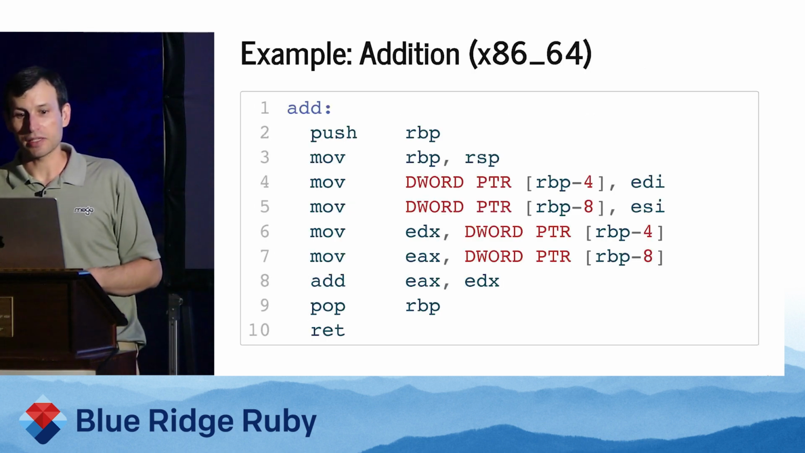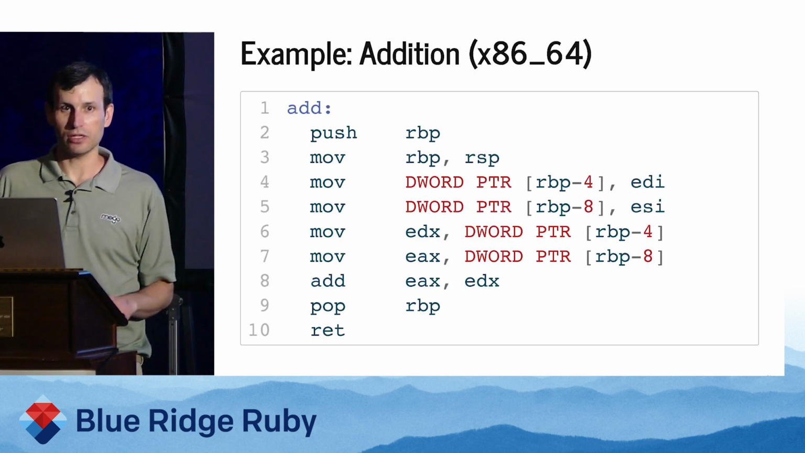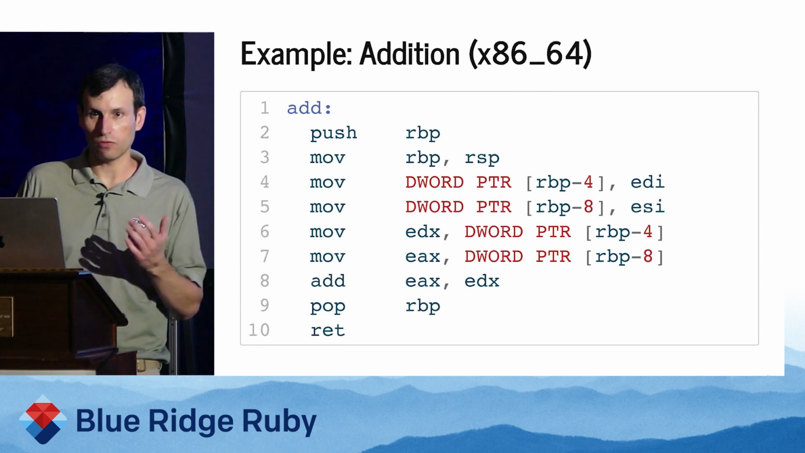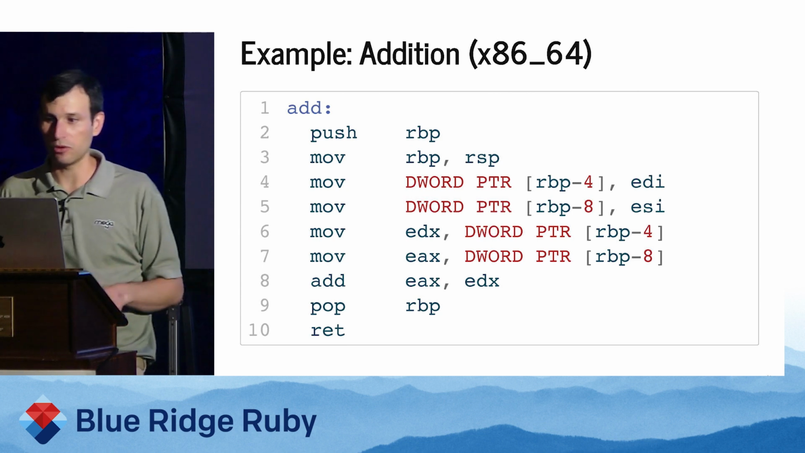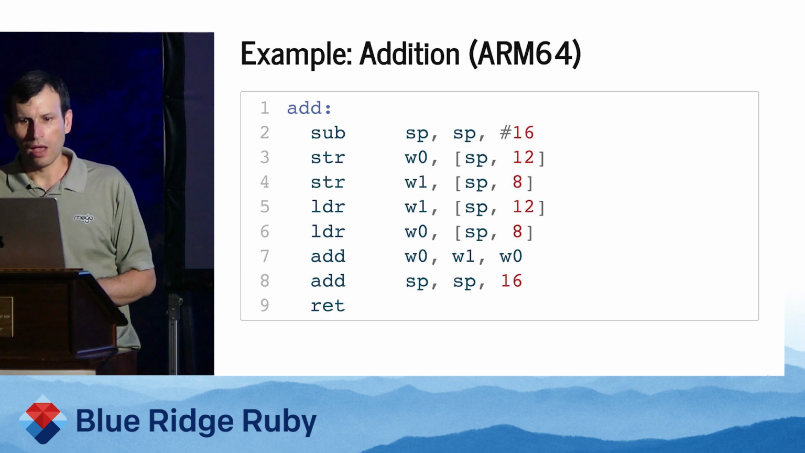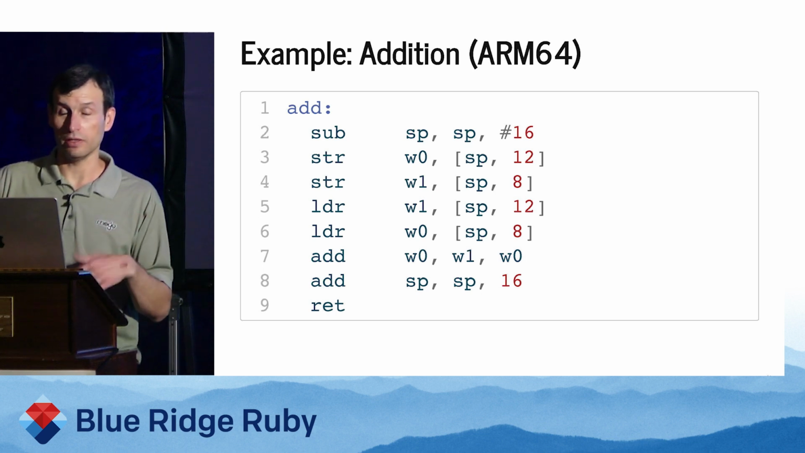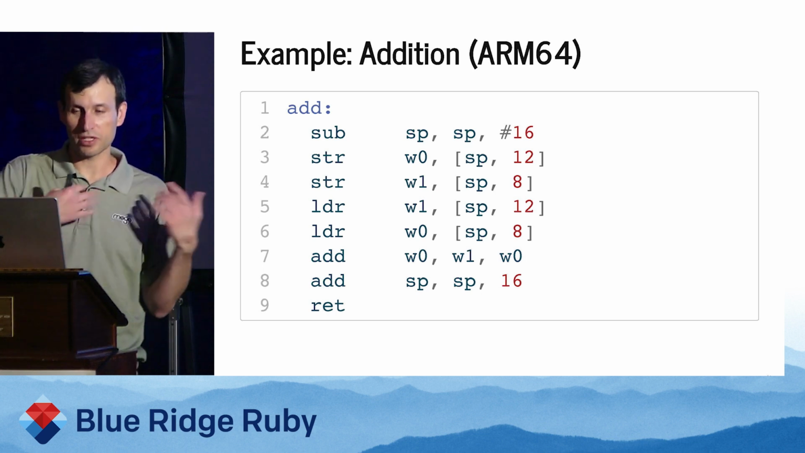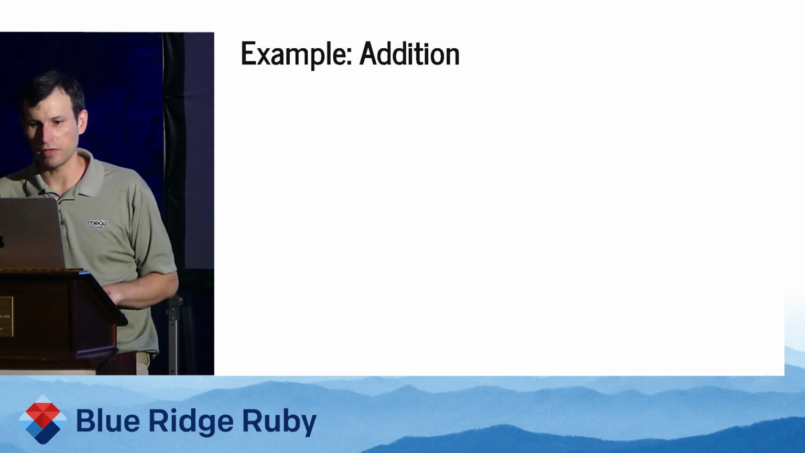So if we go back to that assembly, all of this is just to work with the debugger. And if we don't want our application to be debuggable, we can remove it. Here's the ARM64 assembly for the same function, just by way of example.